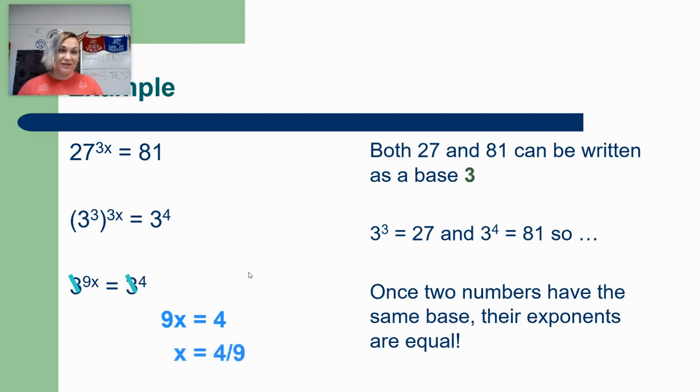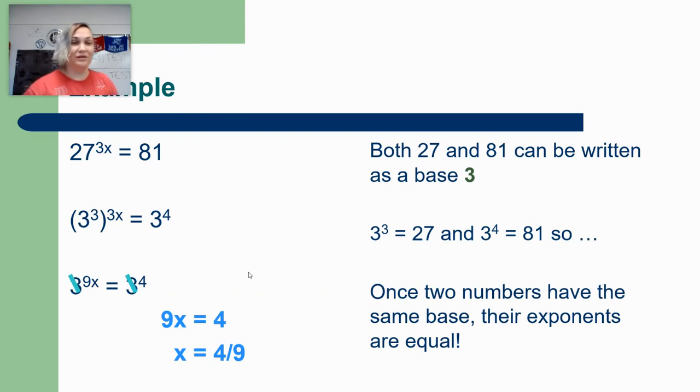27 to the power of 3 times 4 over 9 should equal 81. And you can always try that in your calculator if you want to. Now, if you are going to try it in your calculator, parentheses are your best friend. You have to make sure that you enclose the entire exponent in parentheses. Otherwise, the calculator won't know what you want it to do.